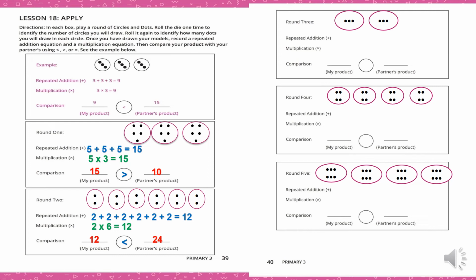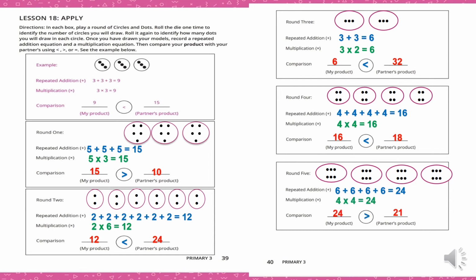In round 3, I gave you 2 groups, and inside each group I have 3 dots. If I want to find the total, I will add 3 plus 3 equals 6. By multiplication, I will ask myself, what is the number I repeat? 3. How many times do I repeat 3? 2. So it's 3 times 2 equals 6. My product is 6 and my partner's product is 32, so he is bigger. By the same way, you can continue the rest of the exercise.